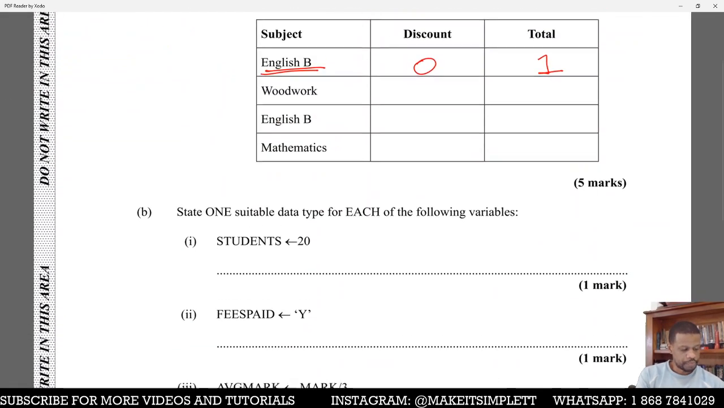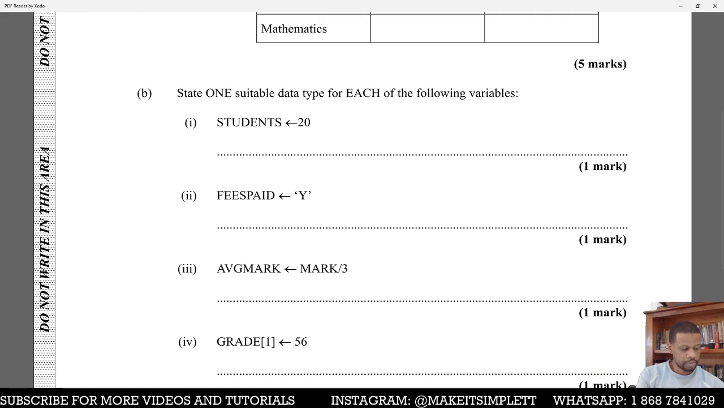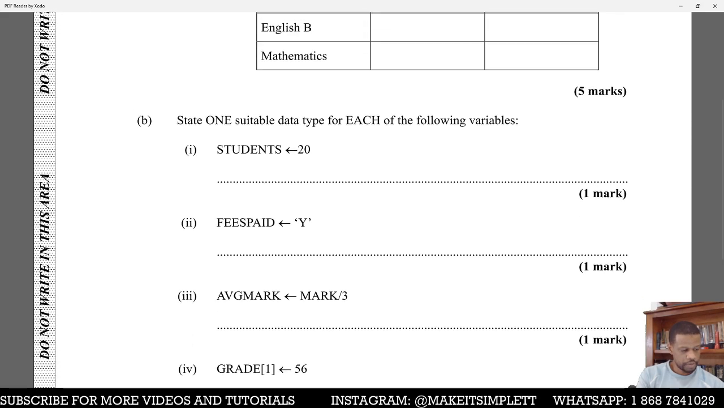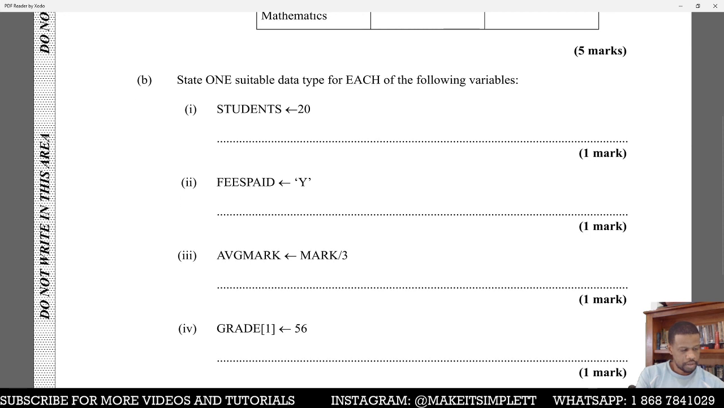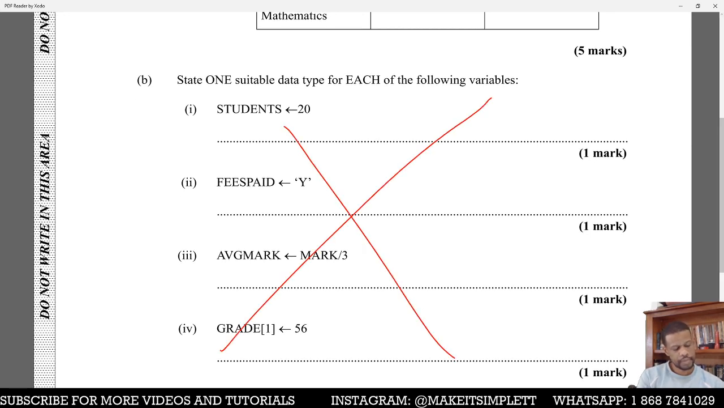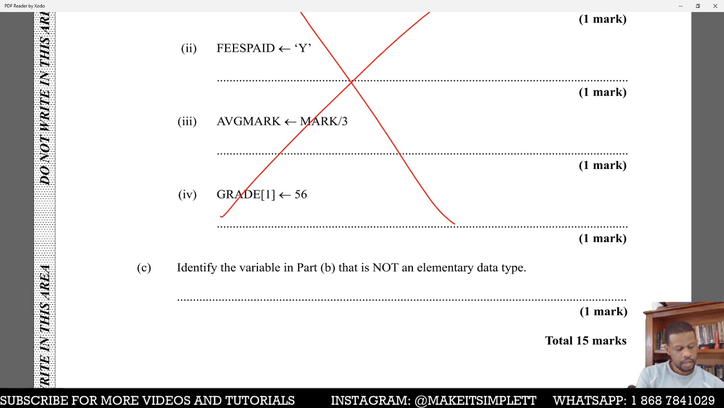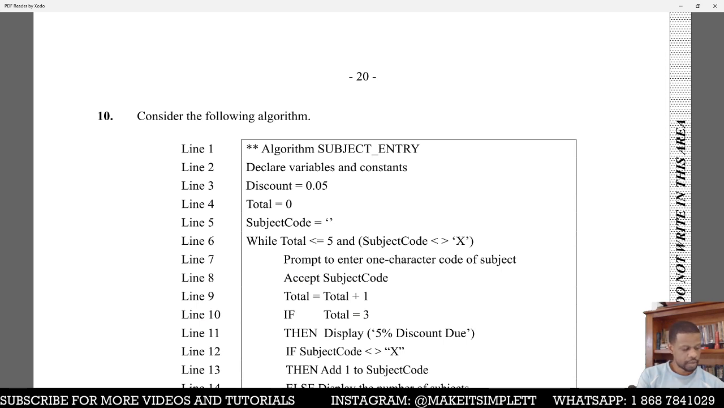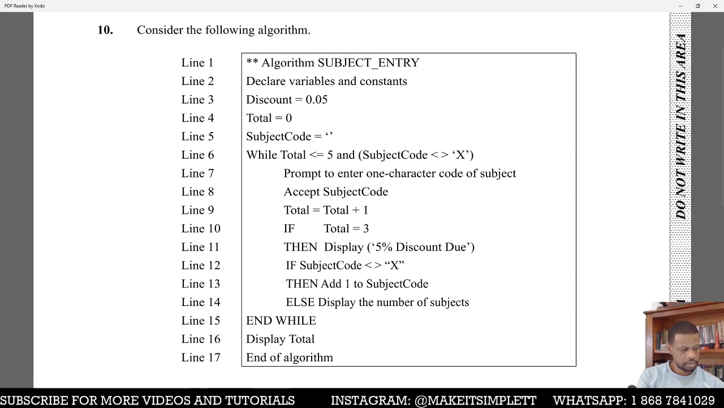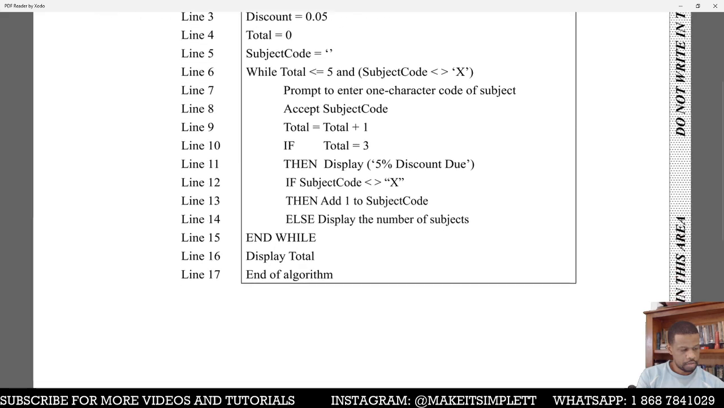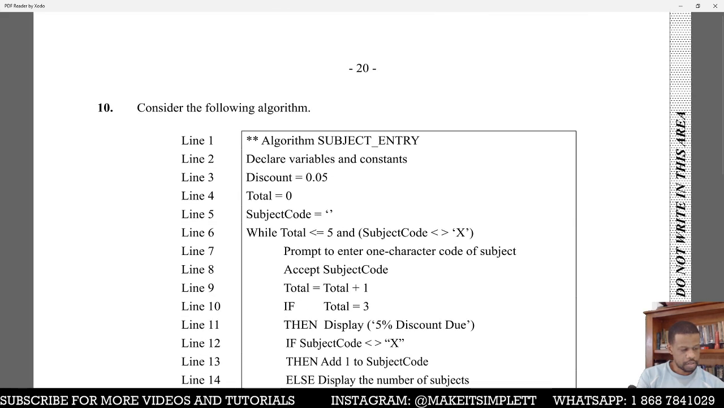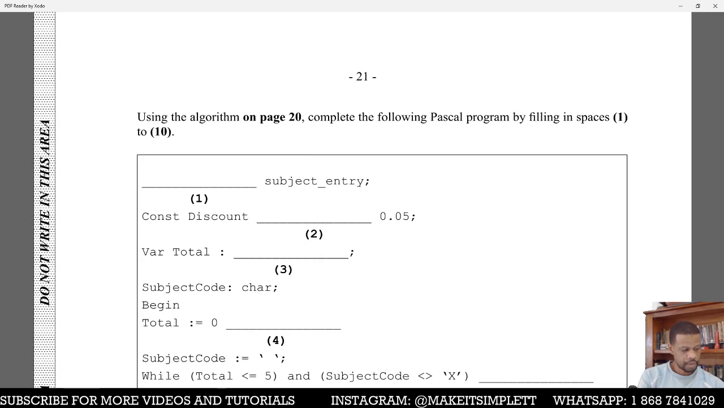All right, so let's go ahead now. State one suitable data type for each of the following variables. Pascal. So you would need to know the task. Identify which is not an elementary data type. No, that's Pascal. Number 10. What do they want us to do with it? Consider the following algorithm. Write the Pascal program. Nope, no Pascal program in there.